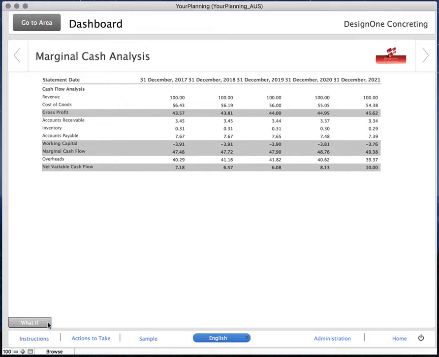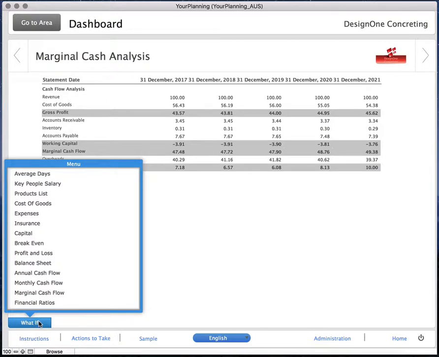But now we're going to go into this what if button here, which is what I call the money button. This is the area that has an effect on money. There are only 7 areas in any business that will affect money: average days, the key people salaries, the product list, cost of goods, expenses, insurances, and if they want to buy any equipment, for example. The rest of these are just reports. All these reports are automatically generated by us changing some of these things here.